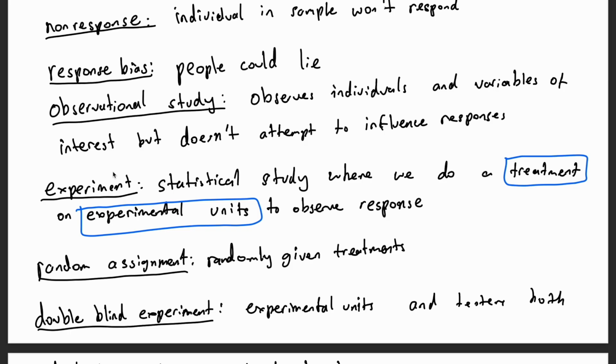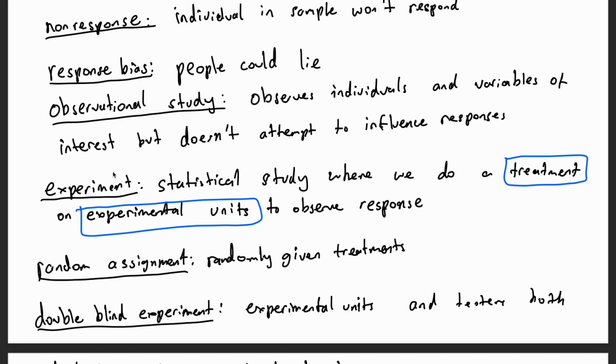By textbook definition, an experiment is a statistical study where we apply a treatment to experimental units to observe a response. For example, let's say we have a new medicine versus an old medicine, and we want to see how much better the new medicine is. We could randomly assign certain humans the old medicine and the other humans the new medicine, and we could compare the difference. That would be an experiment where the treatment is the medicine, the experimental units are the humans, otherwise known in this case as the subjects, and the response variable is whatever you're trying to measure.